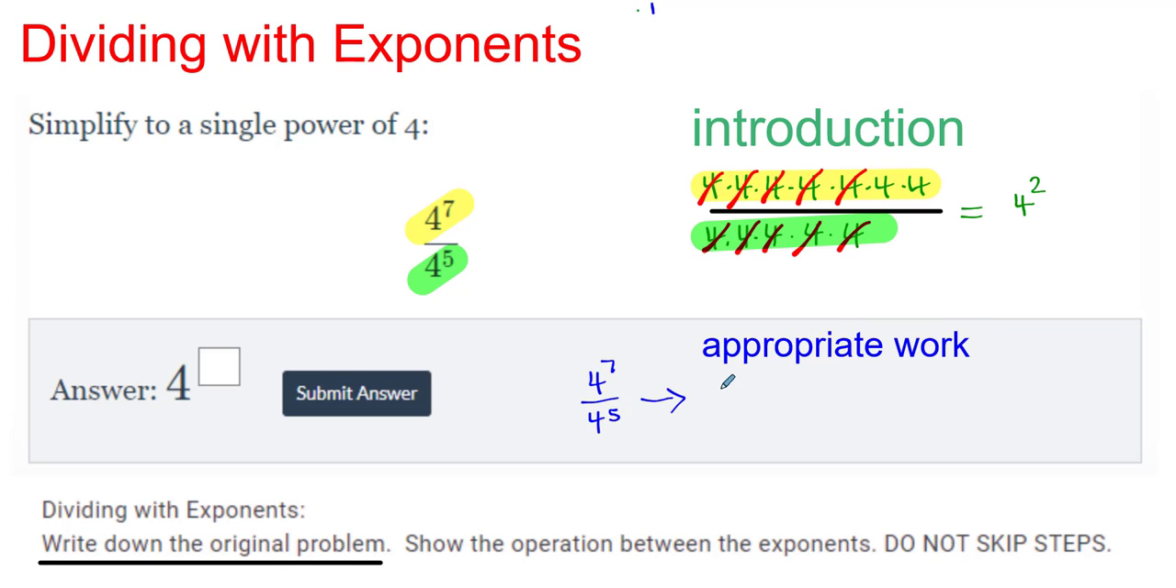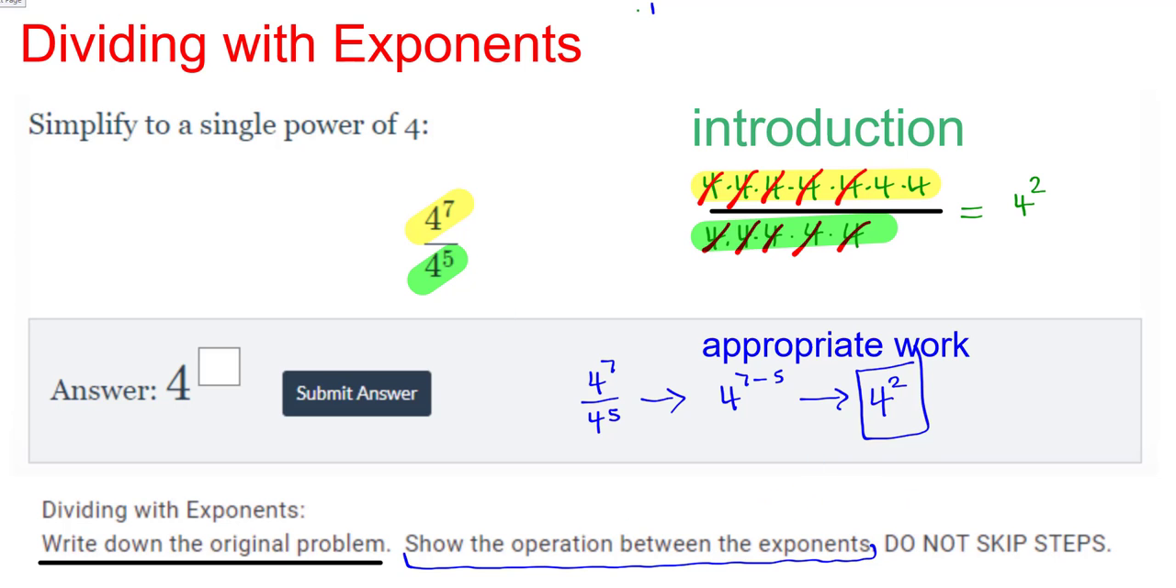So I'm going to rewrite 4 to the power of 7. That's my numerator. And I will subtract the 5 from the bottom. So that's written as 4 to the power of 7, subtract a power of 5. And obviously 7 minus 5 is 2. So that's going to simplify to 4 squared. And again, the way I'm showing it in blue, that's showing the operation between the exponents. That's the appropriate work that I'm expecting.